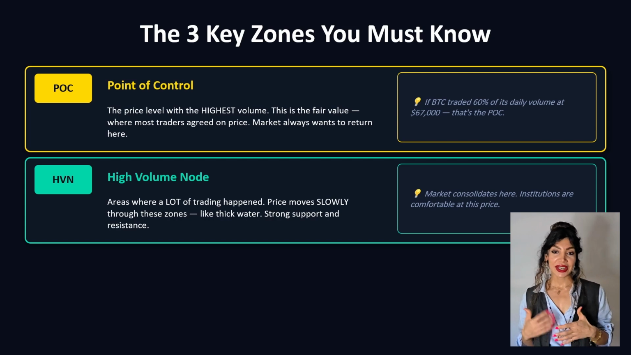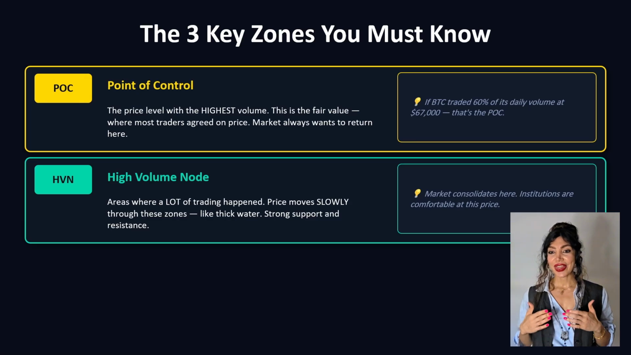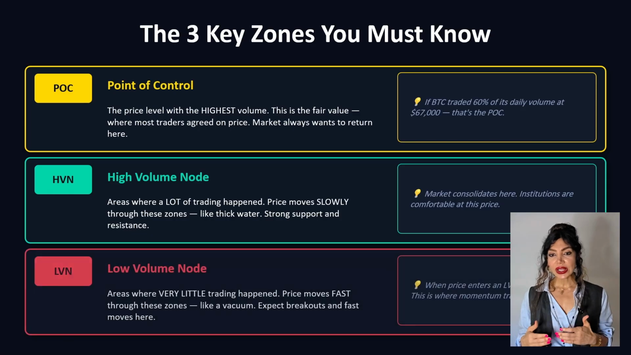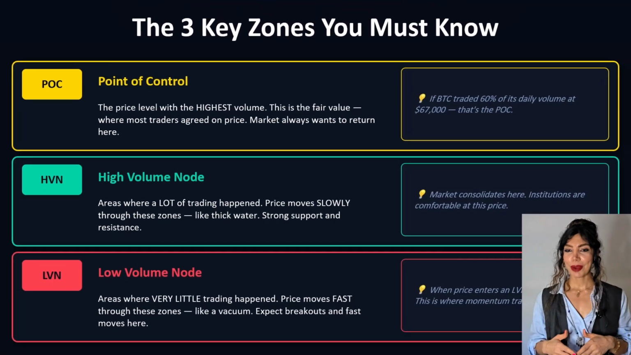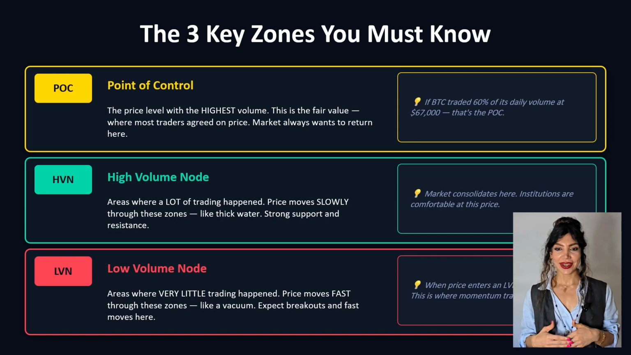When price enters an HVN, it slows down, like walking through thick water. There are so many orders at these levels that the market needs time to work through them. This is where you find strong support and resistance, not because of a line you drew, but because of where real money was traded. Zone number 3, LVN, low volume node.